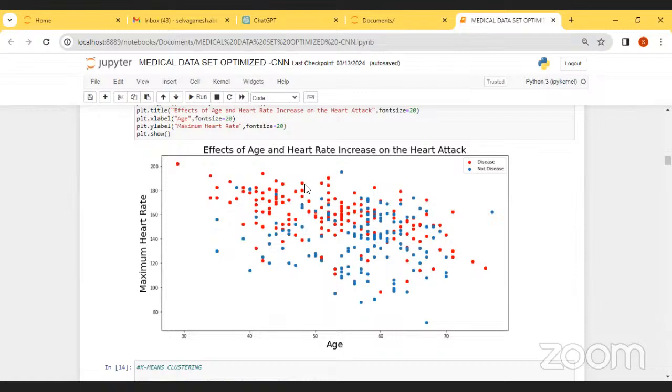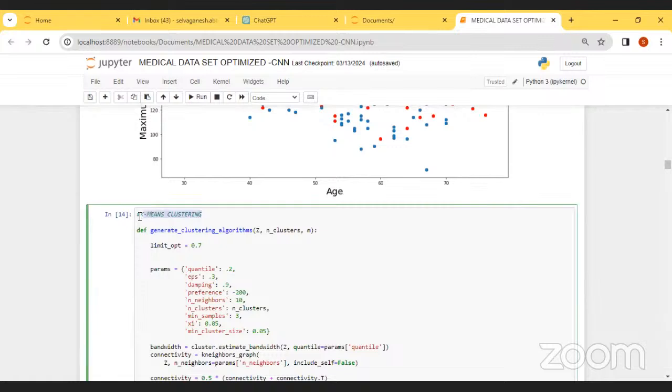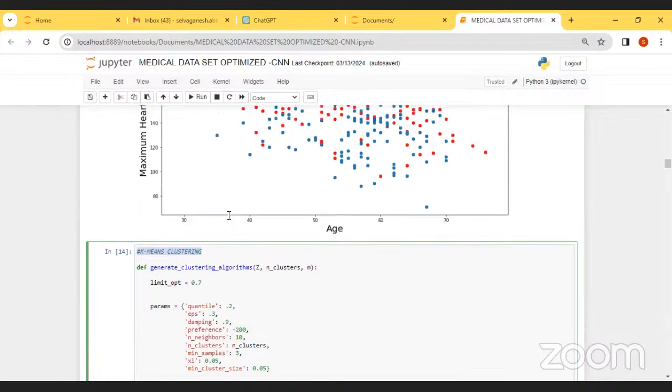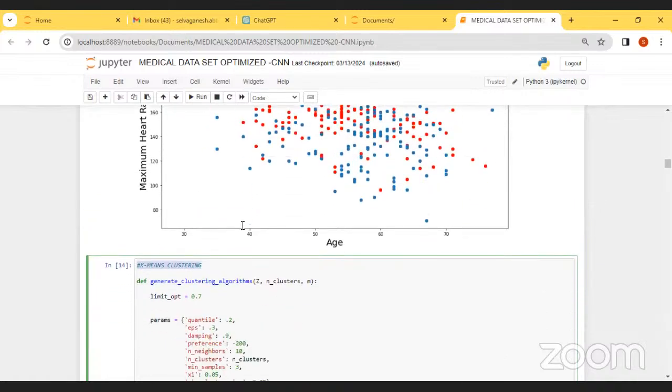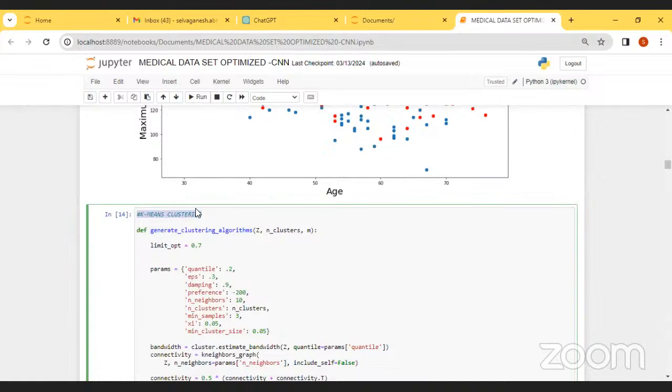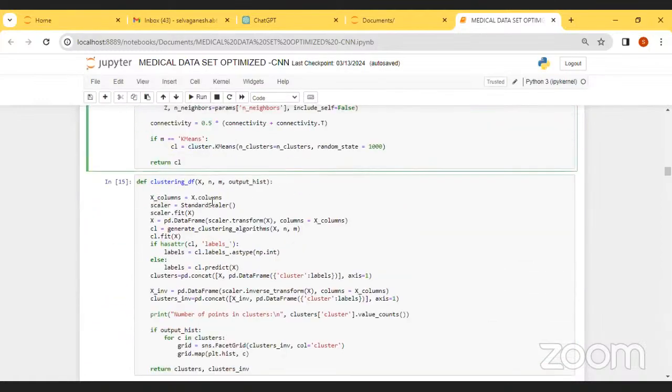Using that data, we are using k-means clustering. The first basic algorithm is k-means clustering. It will cluster the output and form groups. For example, if persons of the same age group have a 5% chance of a heart attack, it will group them into one. And if the 30 age group has a heart risk of 10%, it will group that separately. So using k-means clustering, we are grouping the data.